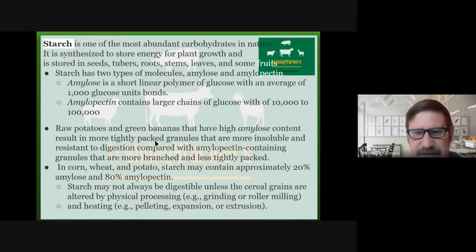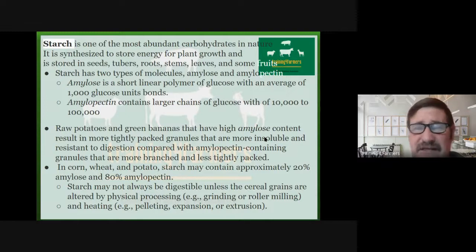They are more tightly packed granules and more insoluble, which means that they don't dissolve in water, firstly, and therefore they are also harder to digest. As you know, green bananas isn't as sweet. The riper it gets, the sweeter it gets. But when it's green, it's sort of floury and it's harder to digest.